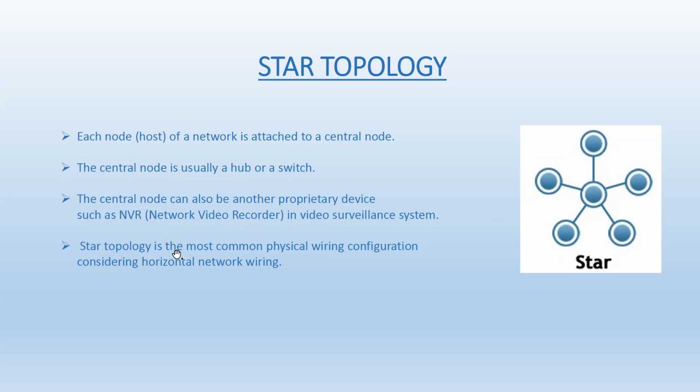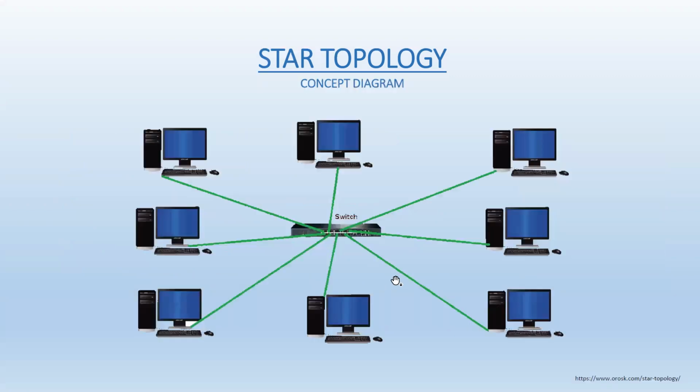Star topology is the most common physical wiring configuration, considering, okay, I keep throwing those terms at you, horizontal network wiring. So the star topology, we know what it is. Everything home runs to a central location. That's the most common one when installing networks, that pretty much is being done, period, right? Considering horizontal network wiring, keep that in the back of your mind, because we're going to tackle that very soon.